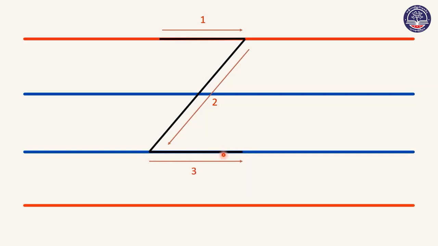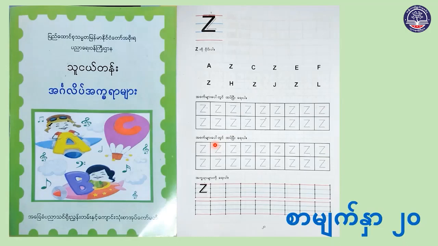And this is the third line. And this is how you write letter Z. Got it? Now let's turn to your test book. If you look at your test book on page 20, you will see this. Do you see this in your test book?